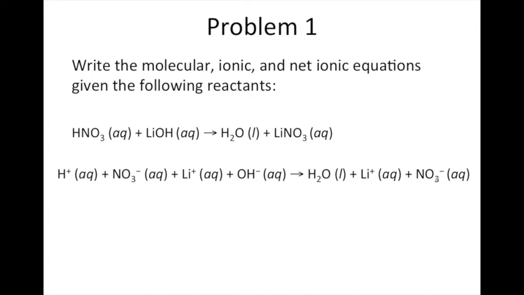Now we can cross out our spectator ions, which are the nitrate and the lithium ions, and we write what's left. In this case, it's going to be, again, H plus OH minus yields H2O. That's our net ionic equation.